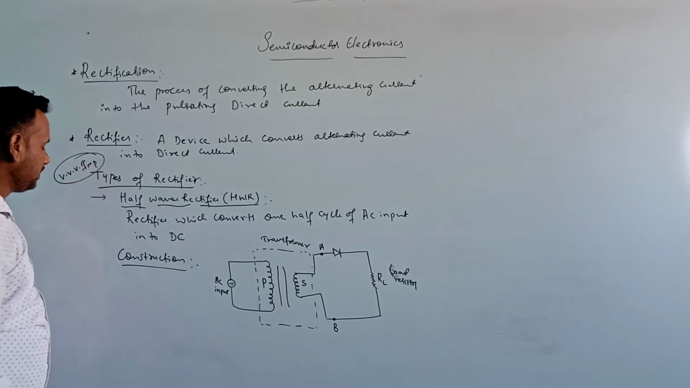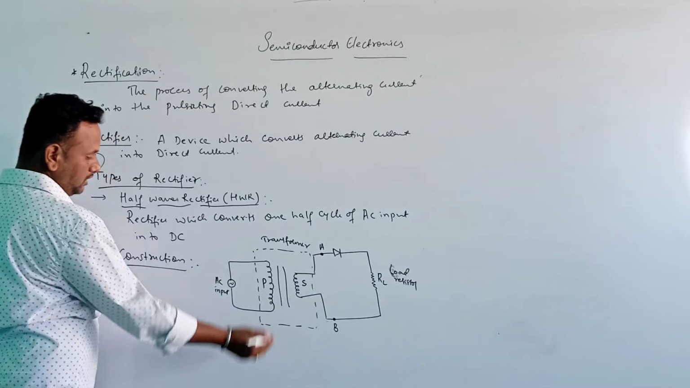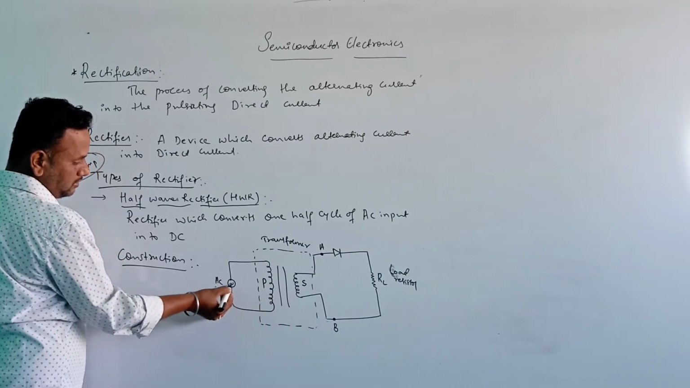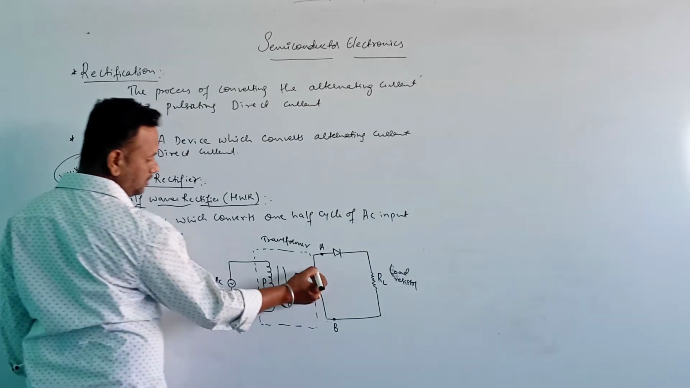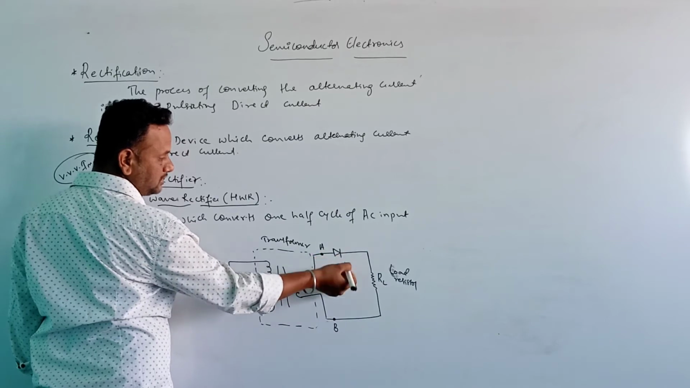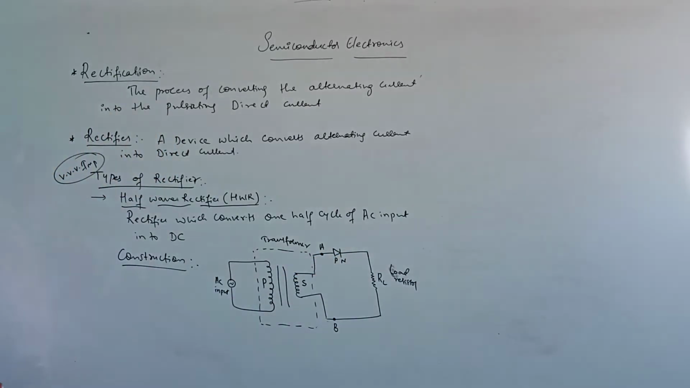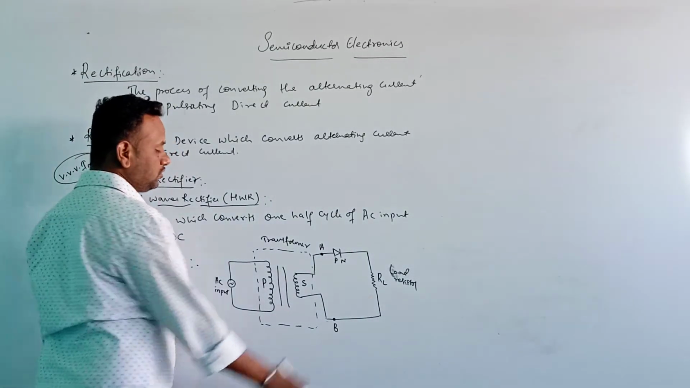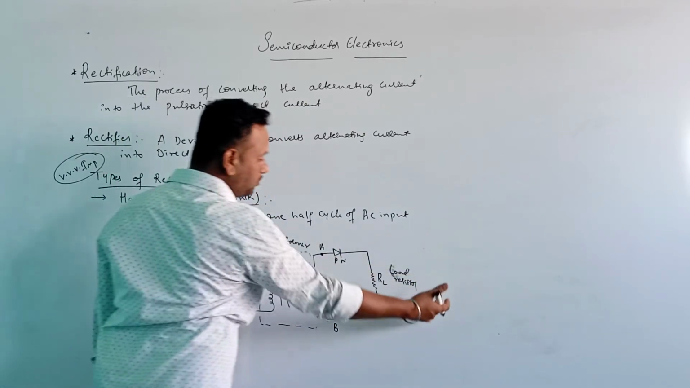Let me explain the construction of this half wave rectifier. The primary of the transformer is connected to the AC input. The secondary of the transformer is connected to the PN junction diode, this P and this N, also called a semiconductor diode. Through this load resistor we will get the output here. So what output are we getting here?